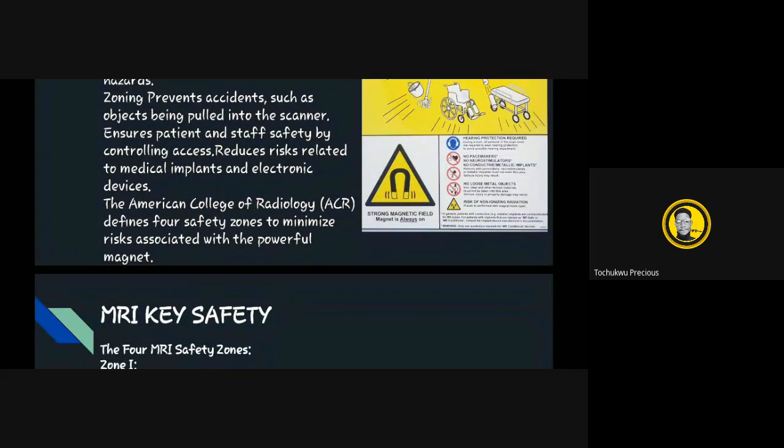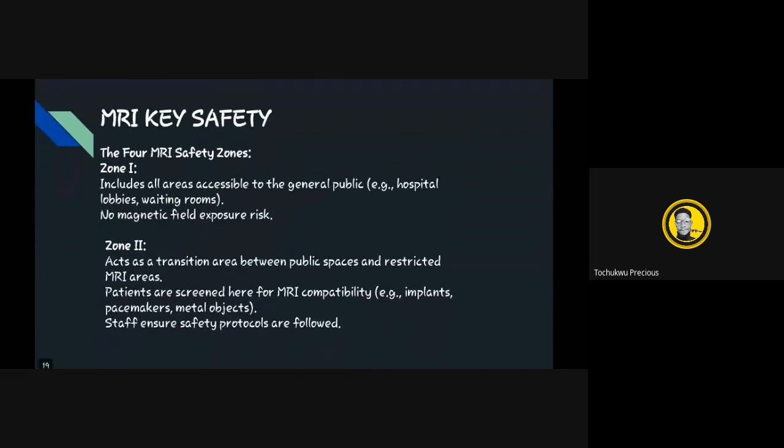The ACR defines four safety zones to minimize risks associated with powerful magnets. Zone 1 includes all areas accessible to the general public: the hospital lobbies, the waiting room, the reception, the front desk. In this zone, there is no magnetic field exposure.